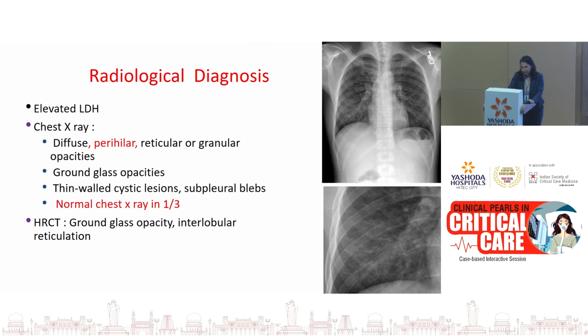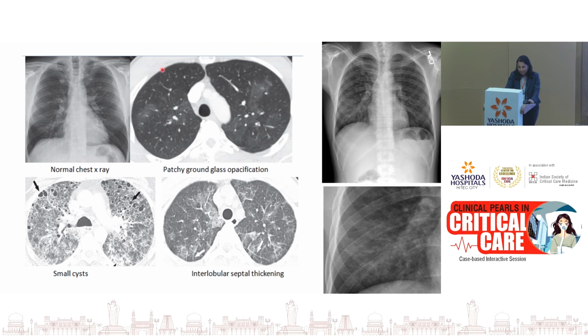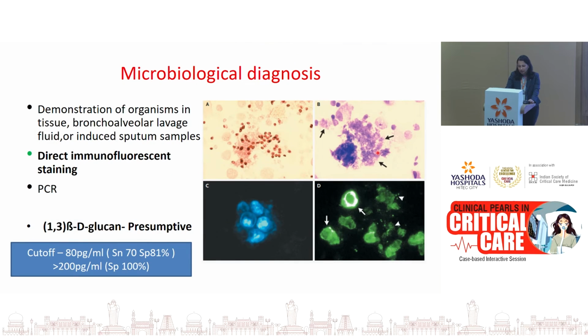These patients have an elevated LDH and diffuse perihilar infiltrates, with a normal chest X-ray. And these are the various findings which you can have on the CT scan of these patients. They can have patchy ground glass opacities, smaller cysts may be present, or even interlobular septal thickening can be manifested in these patients.